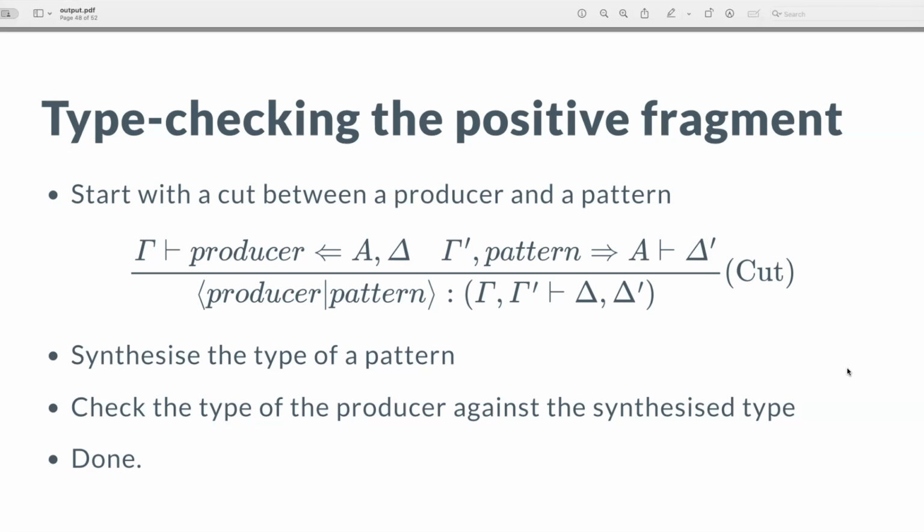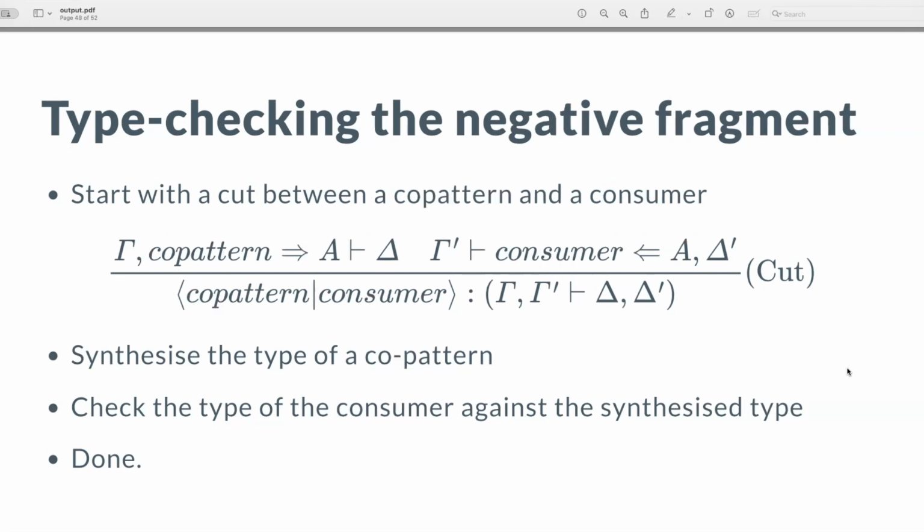Yes, I mean, yes, it's valid. It's usually when you write a program against a pattern, it's easier to write on the right. Right, and the dual, the negative fragment, is a cut between a co-pattern and a primitive consumer. Now, co-patterns are synthesizable, and primitive consumers are checkable in this.